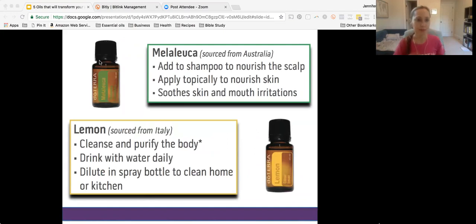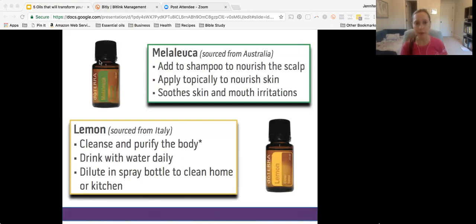All right. So the next 2 oils we're going to talk about briefly are melaleuca and lemon. Okay, so melaleuca, if you haven't heard of melaleuca, you've probably heard of tea tree. Tea tree oil and melaleuca are the same thing. And so melaleuca is another disinfecting oil. It's great to clean your house with, detoxify the air, all that good stuff.